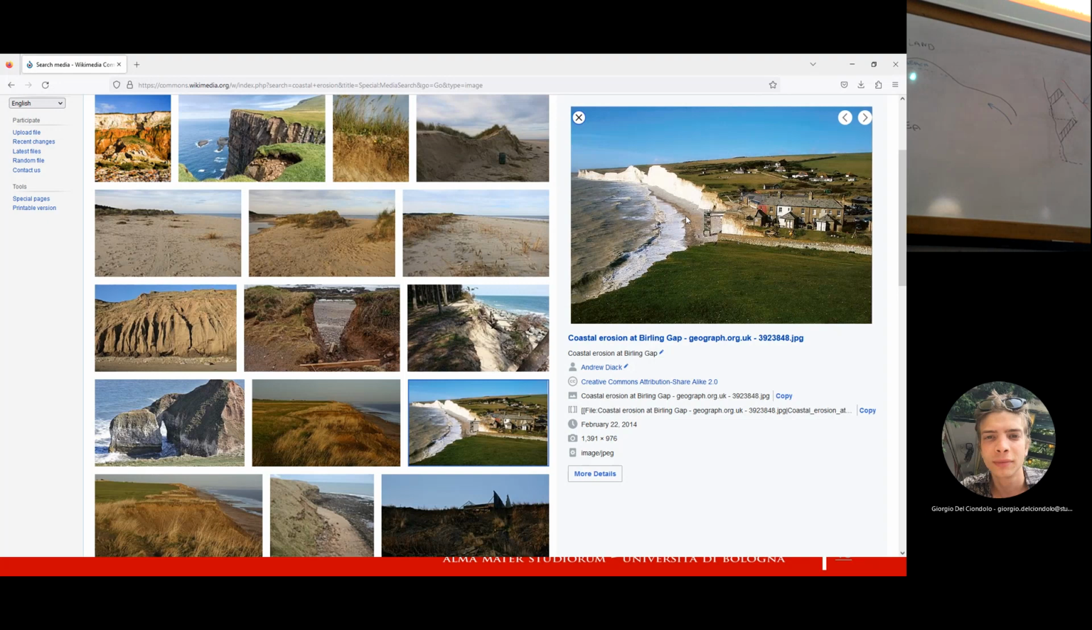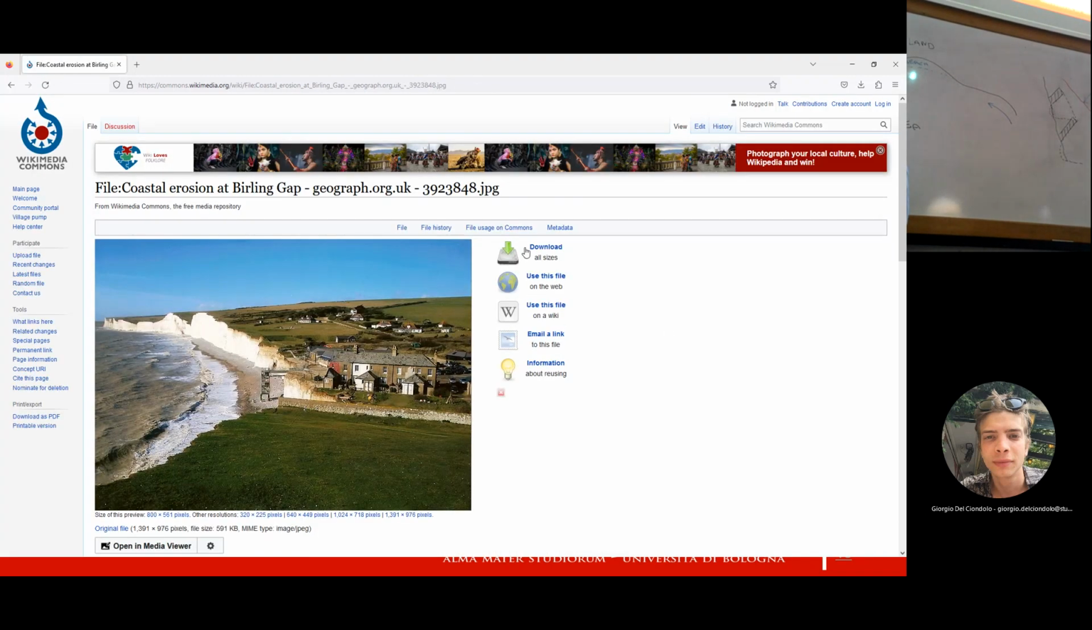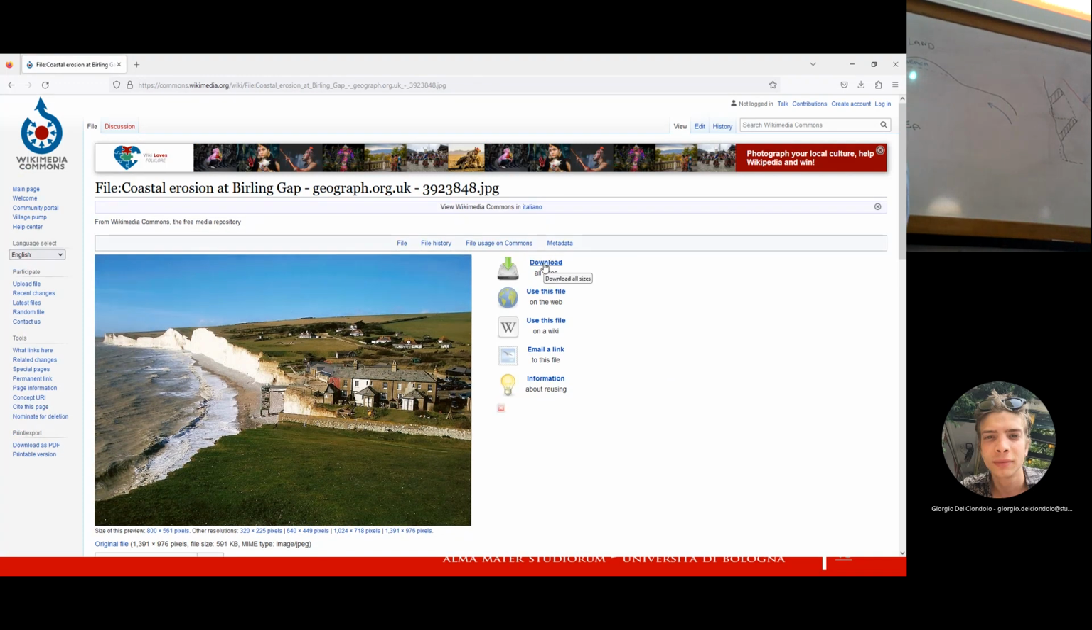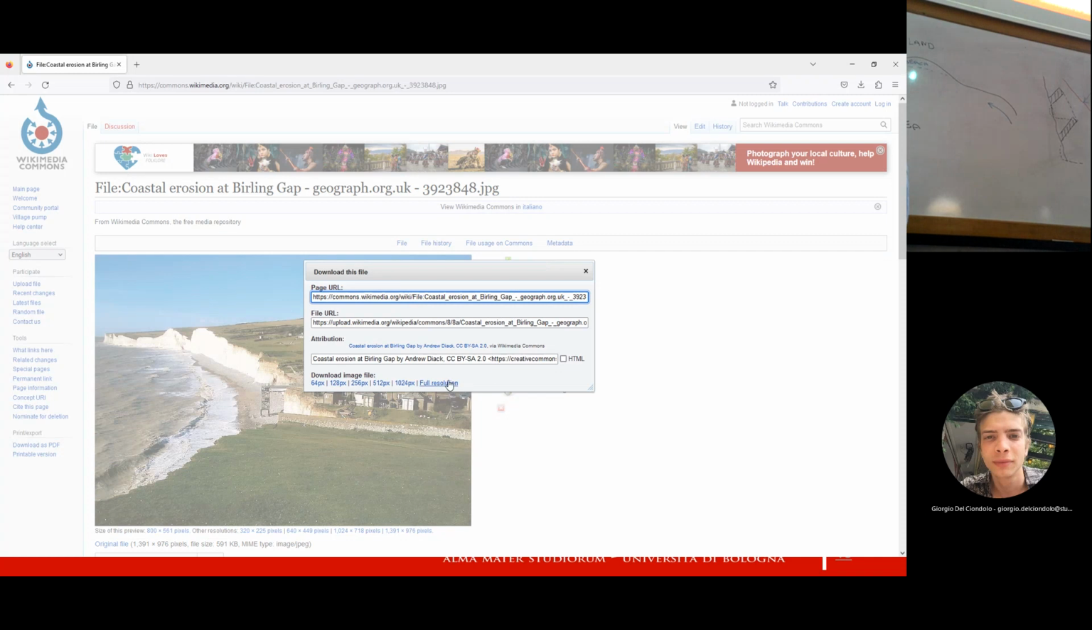And if you want to get the picture, you click on it like I did here, and you get it here on the right. Click on the link, and then you find the download page. When you click on download, you have several resolutions and the attribution. It's always safe to put the attribution in the caption, or you give the attribution in the way you deem more appropriate.